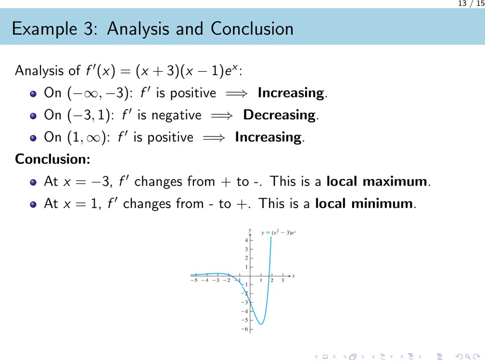Applying the first derivative test, we see that at x equals negative 3, the derivative's sign change from positive to negative reveals a local maximum. Conversely, at x equals 1, the change from negative to positive reveals a local minimum. So by analyzing these intervals, we have located the function's extreme values.